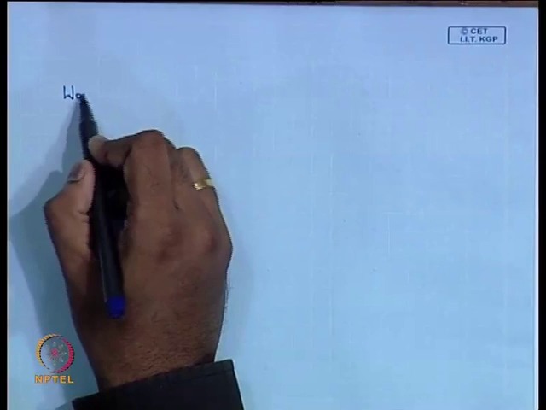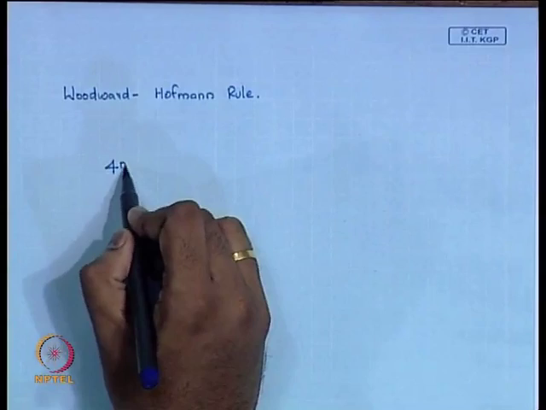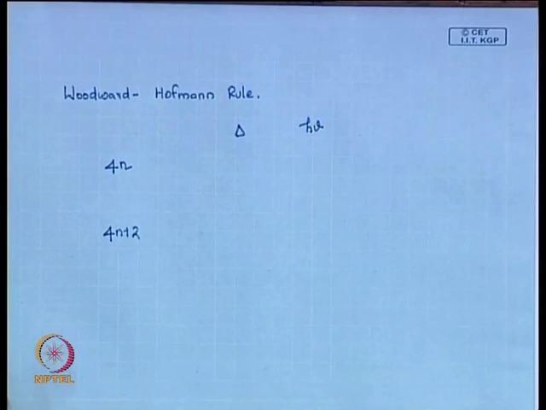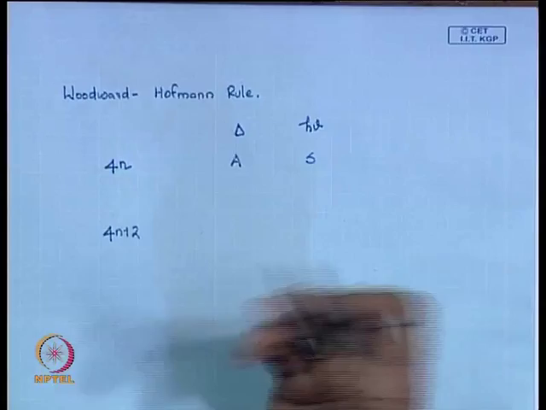So, what your Woodward-Hoffmann rule says about the system: if you have a 4n system, I am talking about the electrons, okay, 4n and 4n plus 2 electrons where you fit in. So you have heating and you have a photolysis case. So a 4n system on heating gives you antarafacial, and with light it is always the other way around, suprafacial.